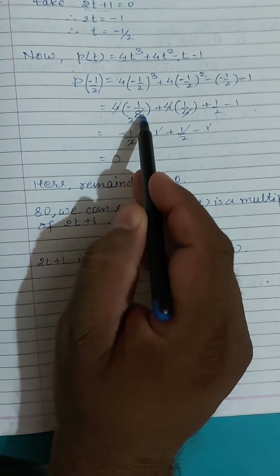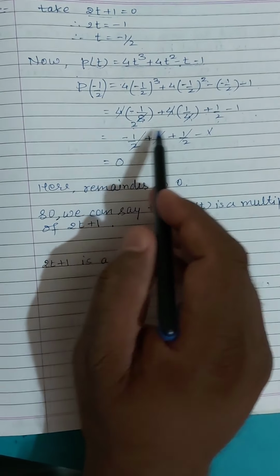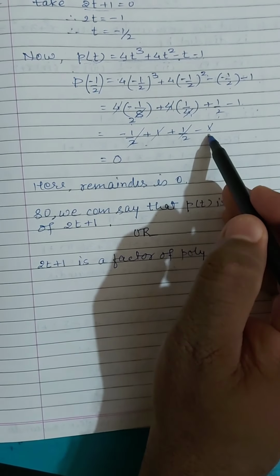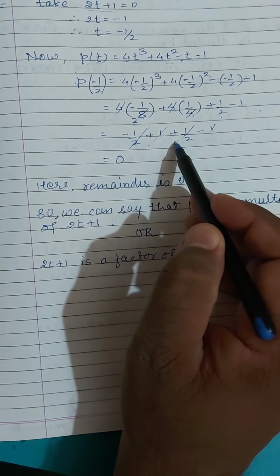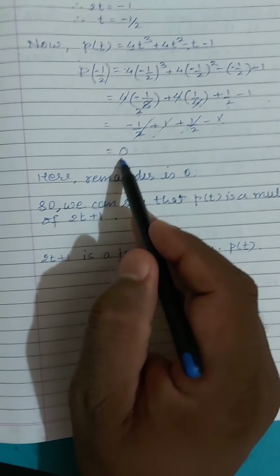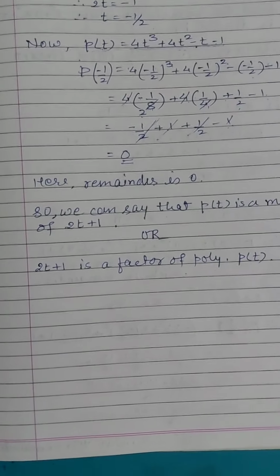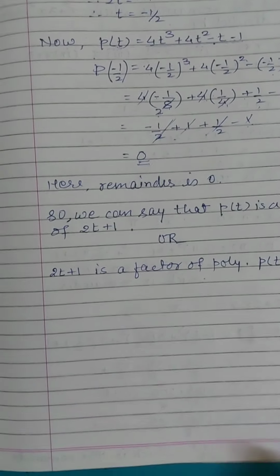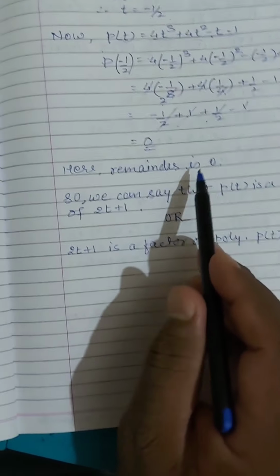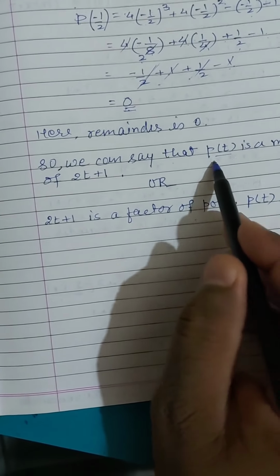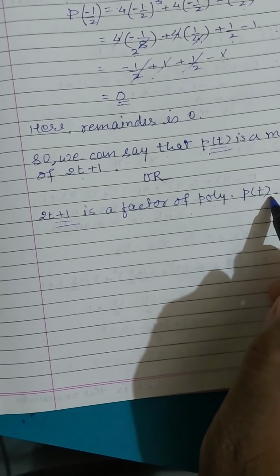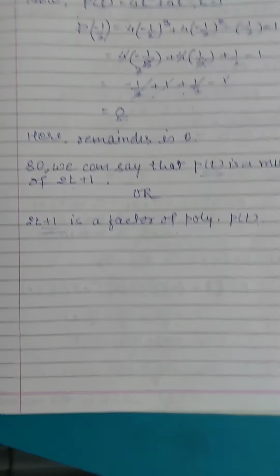4 times 2 is 8, and this 4 and this 4 get cancelled. So what do we have now? Minus 1 by 2 plus 1 plus 1 by 2 minus 1. Here minus 1 by 2 and plus 1 by 2 cancel out. Plus 1 and minus 1 also cancel out. So this is the value of P(minus 1 by 2), which means the remainder is 0. And if the remainder is 0, then we can say P(t) is a multiple of 2t plus 1, or 2t plus 1 is a factor of the polynomial P(t). Right? Okay.